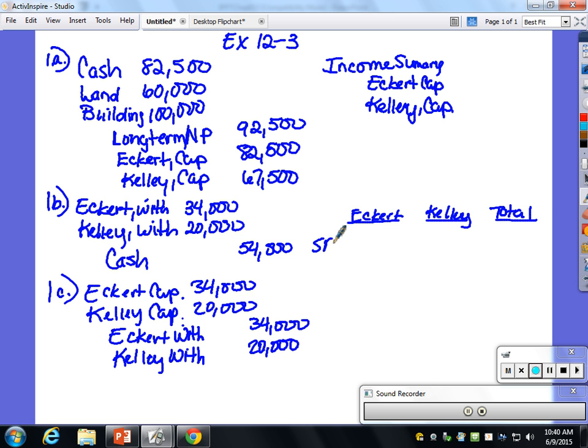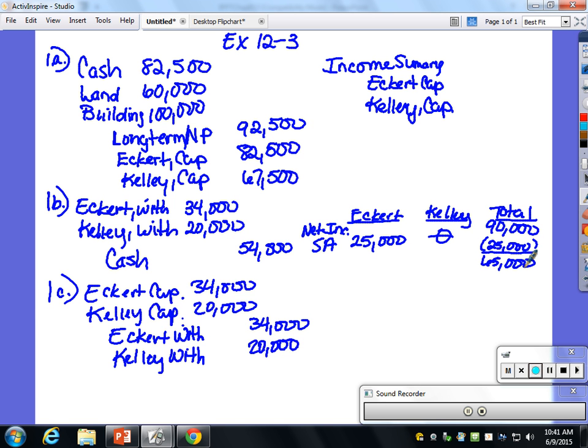So Eckert's salary allowance was 25,000. What about Kelly? He didn't have it. 0. So what did we start off with? What was the net income? 90,000. Income summary had a balance of 90,000. And 90,000 obviously minus the 25,000 gives us how much? 65,000.